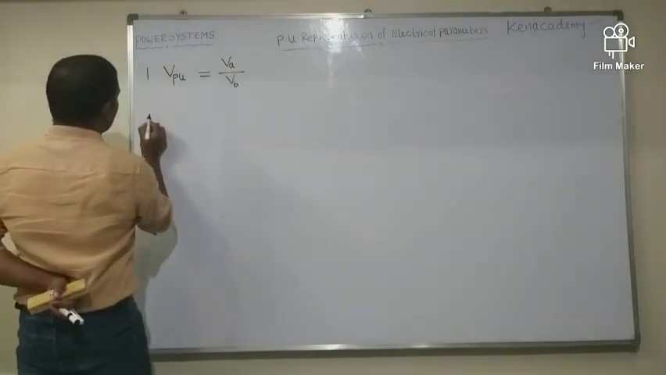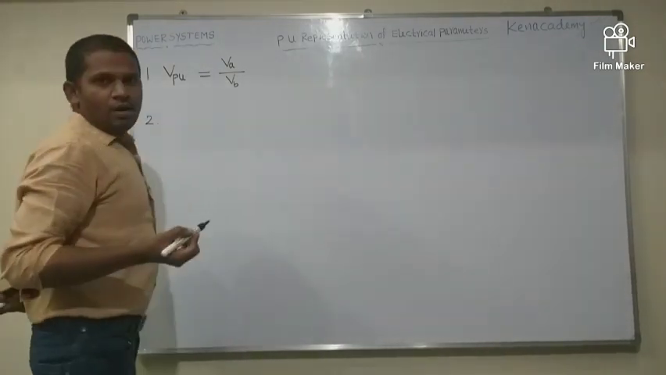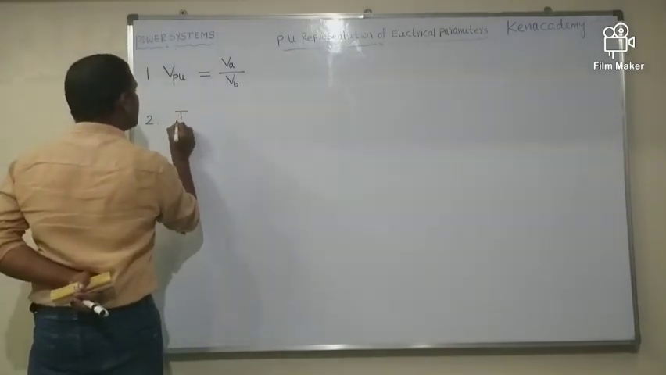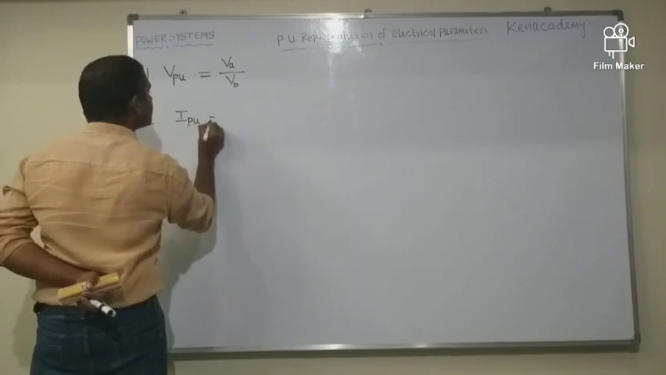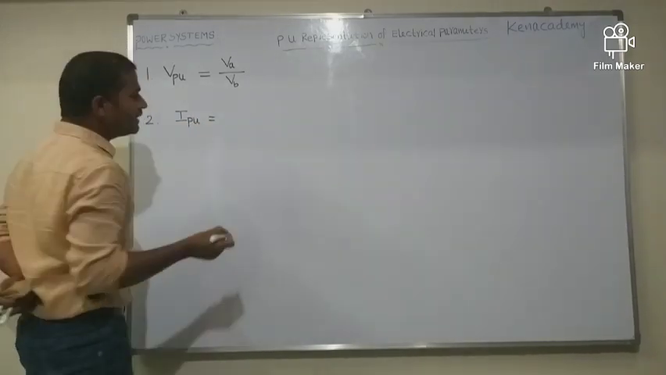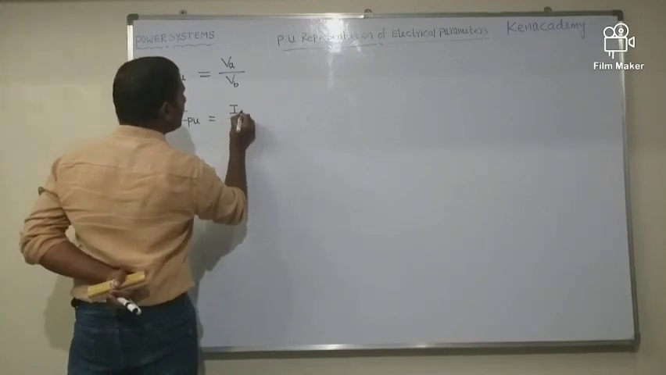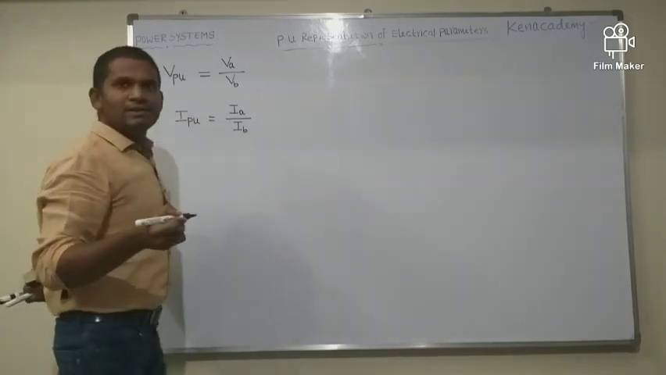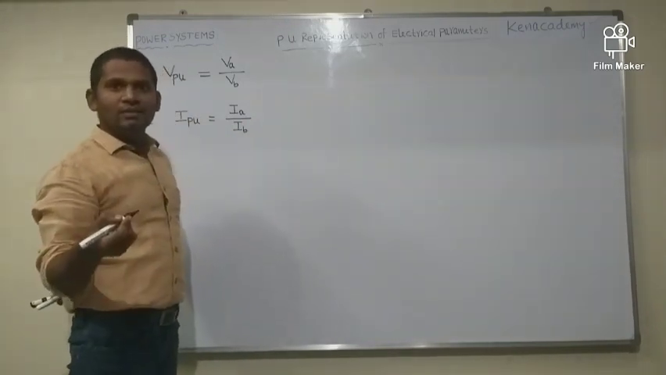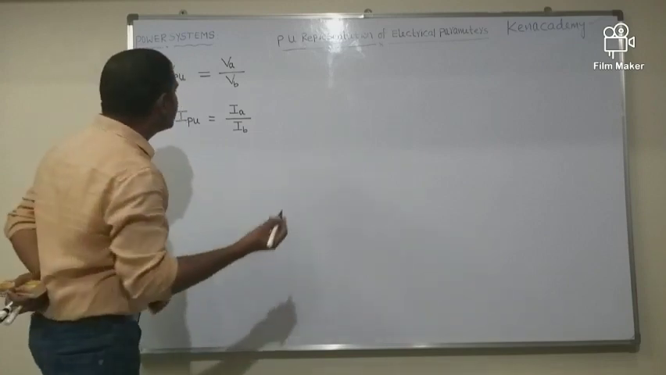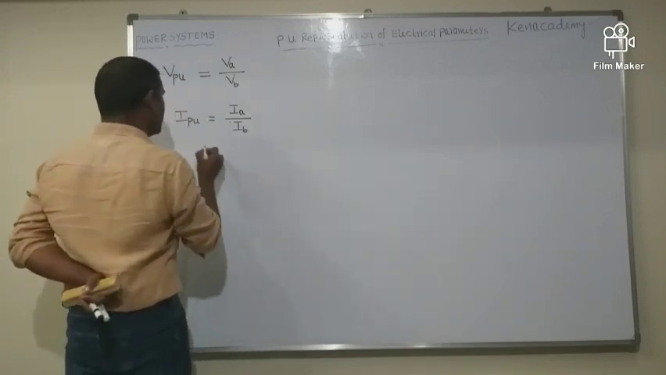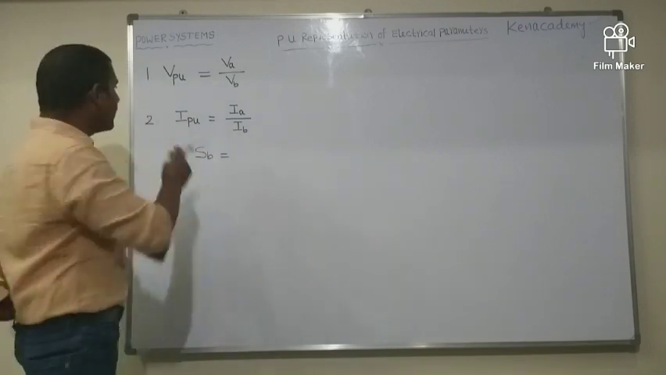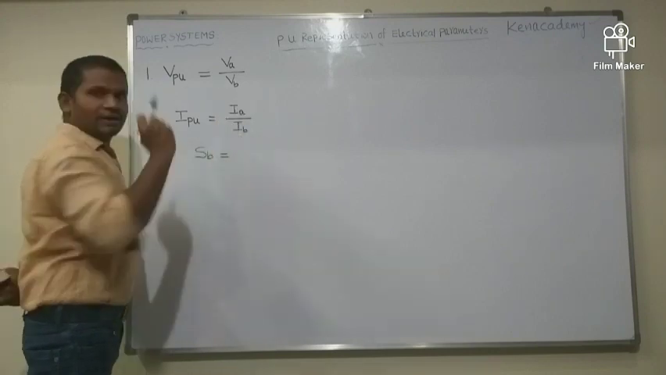Clear? Then one more parameter. Can you tell me how to write I per unit? That is the current in per unit. I per unit is written as I actual by I base. But generally the base current is not directly given, so we can calculate it indirectly. Then how to write I base? To calculate per unit current, I actual by I base.